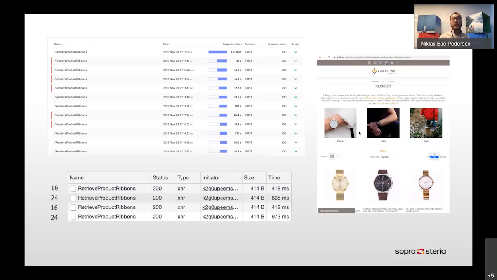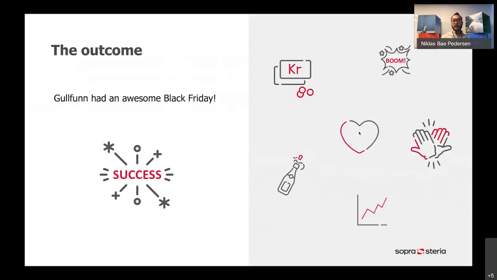So what was the actual outcome for Gulfun? They had a very awesome Black Friday, and thanks to the power of Dynatrace and the information we got from the tool, we were able to find and fix the root causes of the major issues on the website within 60 minutes. And that is, in my opinion, very, very fast. And the site was very stable for the whole day, and it had no performance issues at all.